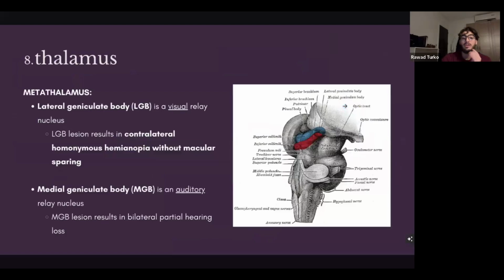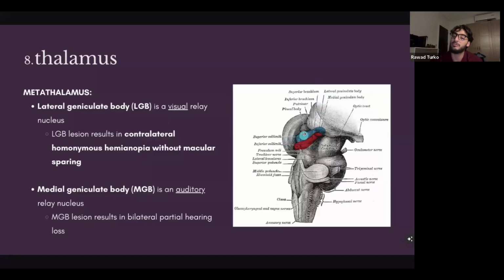Okay, so the lateral geniculate body, we just talked about it, is a visual relay nucleus. So again, this is the metathalamus that we're talking about here. Technically it's not part of the thalamus, it's the metathalamus, though it's connected to the thalamus. A lesion here results in contralateral homonymous hemianopia without macular sparing, again because it's not a PCA stroke. Whereas the medial geniculate body, again, this is the lateral geniculate body here, and this is the medial geniculate body.